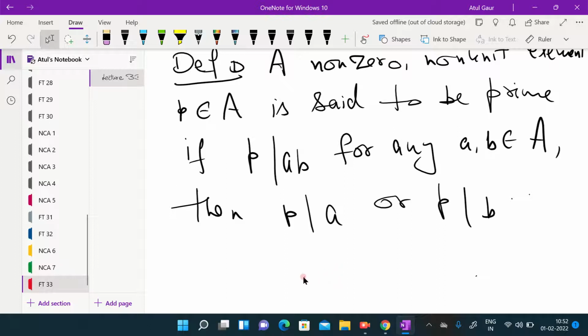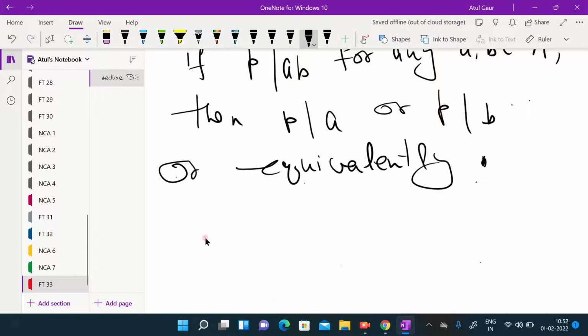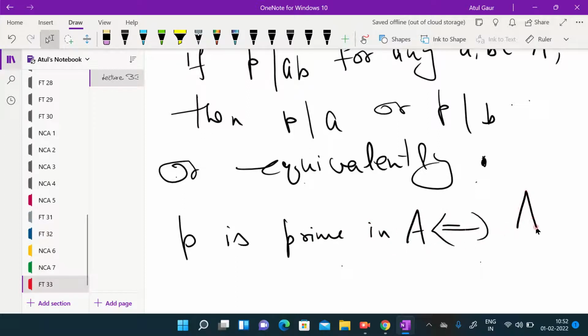Okay. So one thing you can clearly say, or equivalently, P is prime in A if and only if the quotient ring A mod ideal generated by P. So what is the ideal generated by P? You know what is the ideal generated by P in a ring A? Yes.